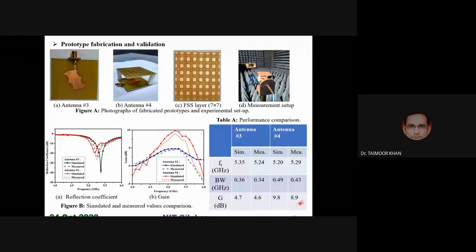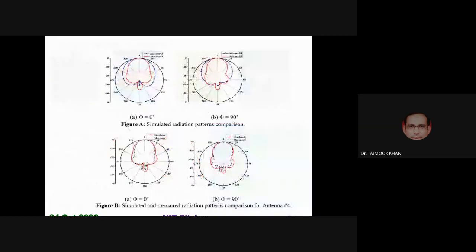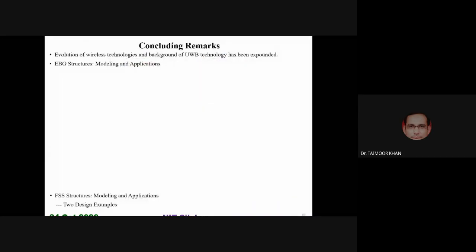Like you just see this one, 4.4 to 9.8 measured, simulated, and 8.9 approximate. That is the measured values. Then come to the radiation patterns for this one.